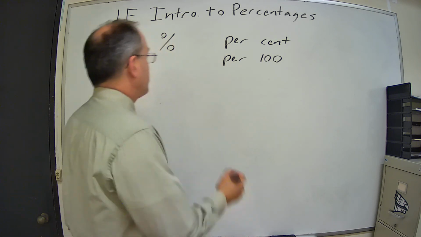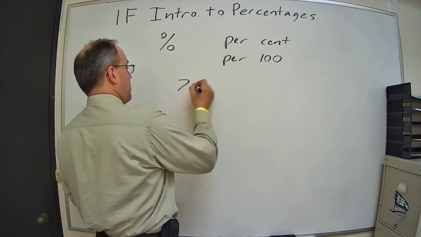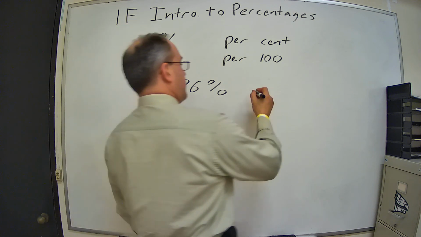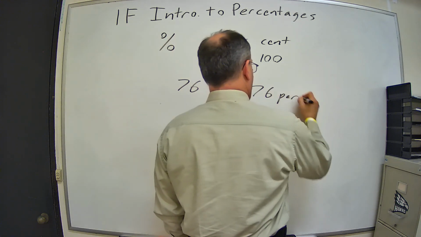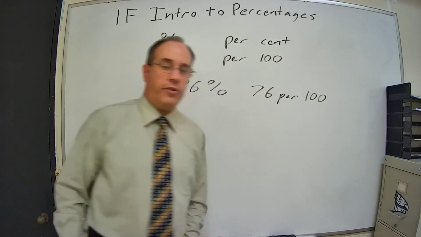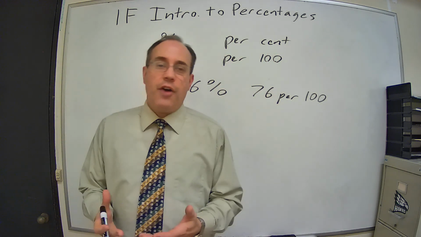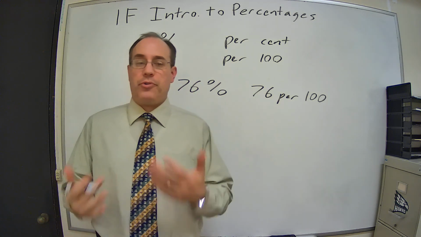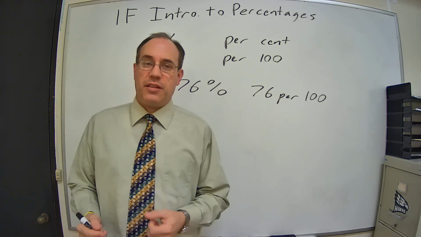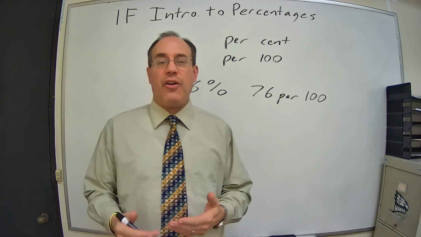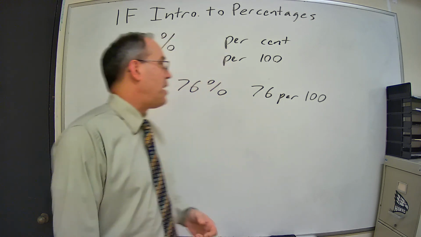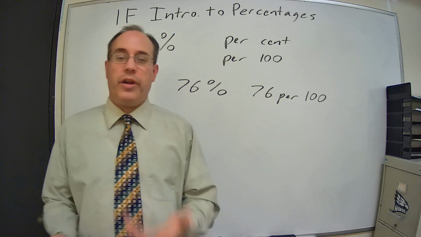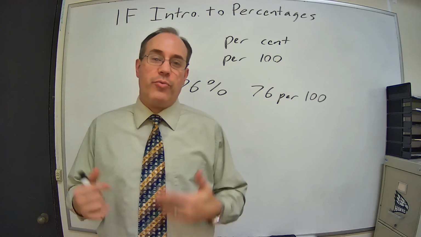So if we have 76%, you're really saying 76 per 100. So if 100 people were to take an exam and 76% of them passed the exam, then 76 out of that 100 passed the exam. So 76%, 76 per 100. So that's really what we're talking about when we're dealing with percents.